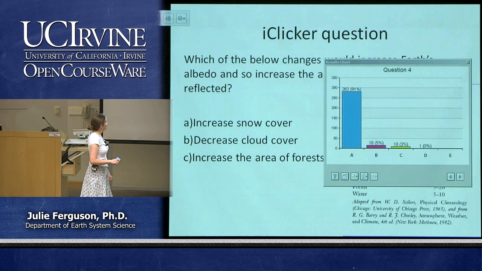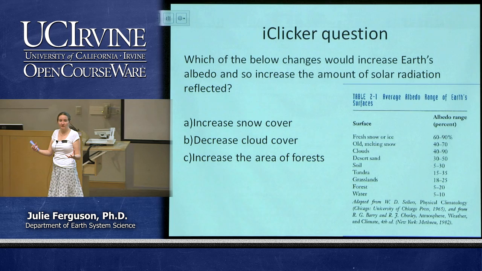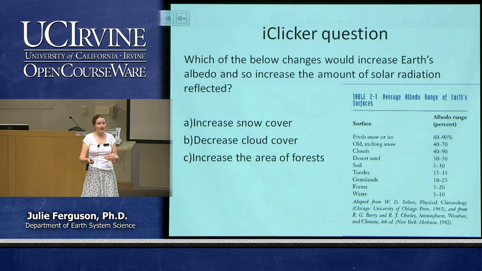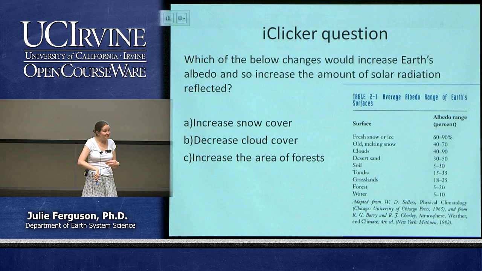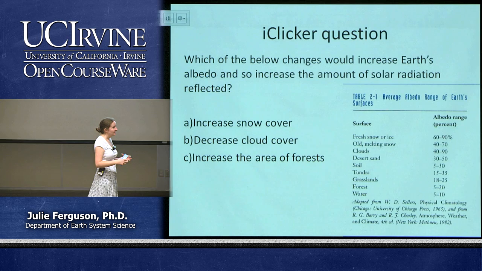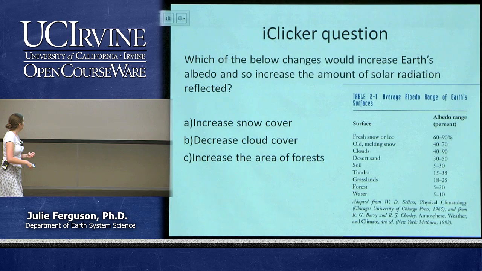Okay. So you're absolutely right that if we increase the snow cover, if we increase the area of Earth that's covered by nice white reflective areas, then we're going to increase the albedo. We're going to increase the amount of sun reflected back to space. What would that do to temperatures? Decrease them, right? If we're reflecting more and absorbing less, then we're going to get colder. Okay?